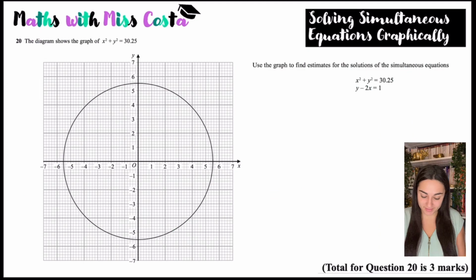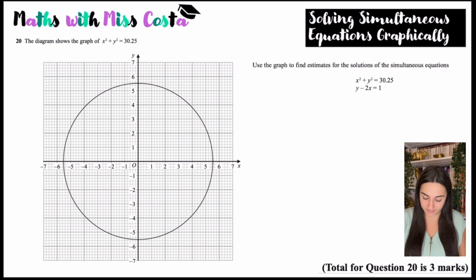Okay, so here we've got some simultaneous equations, and we need to find estimates for the solutions. So really, actually, solving simultaneous equations graphically is so simple and so easy, because all you have to do is draw your little lines, or obviously with a quadratic it would be a curve, and then see where they meet. And then the solutions is the coordinates of where the two lines meet. So we've been given x squared plus y squared equals 30.25. We've been drawn that. And all we need to do is draw the line y, take 2x equals 1.